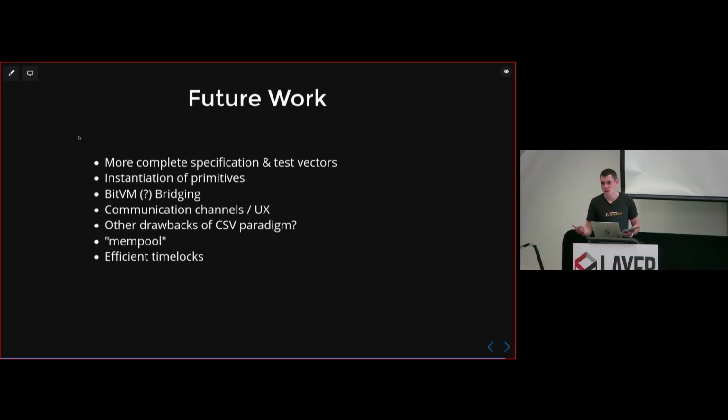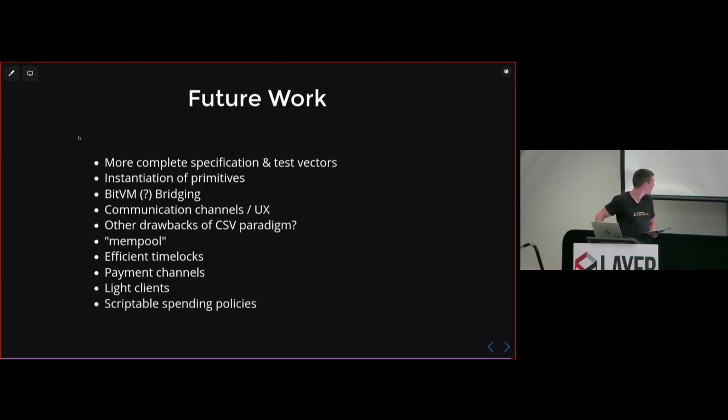How to create more efficient time locks. We specify one way in the paper, but we believe that there's a more efficient way. How to do payment channels, ideally compatible with Lightning. How to create light clients. How to create more powerful smart contracts in the system. And much more.